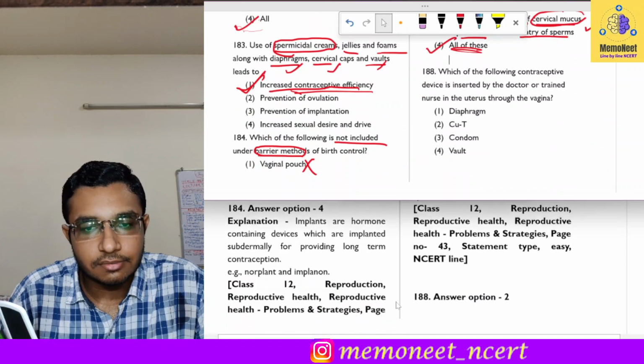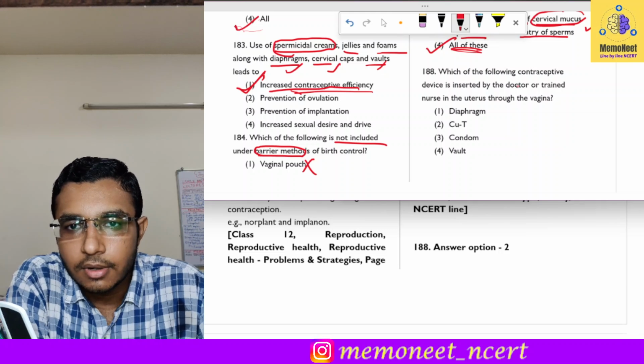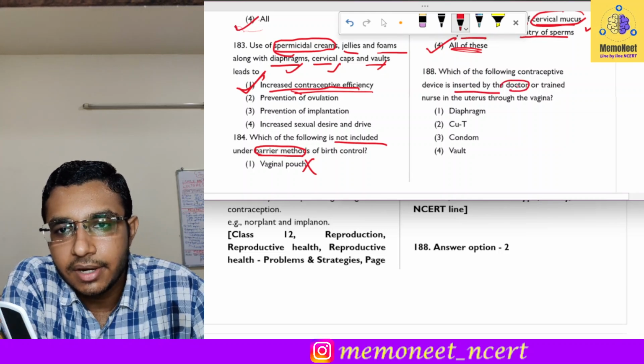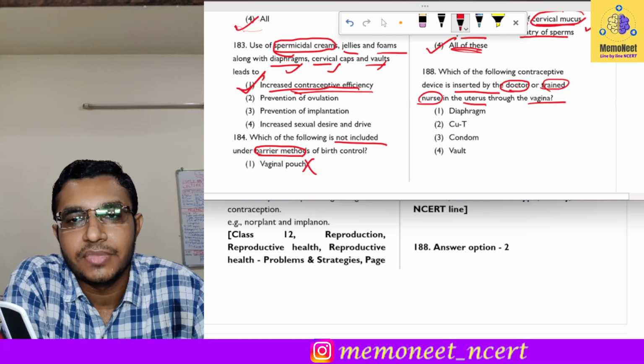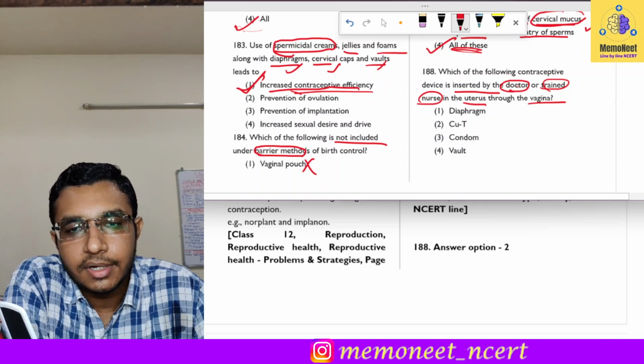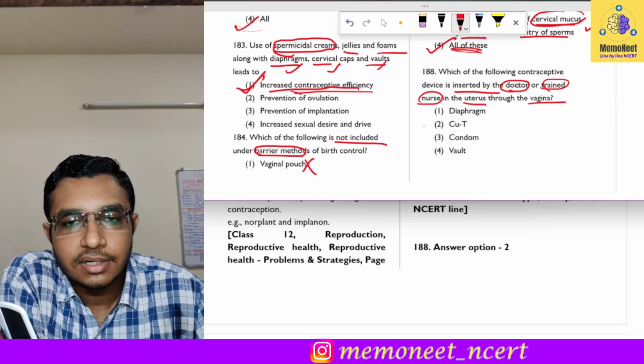Next question is question number 188. It states that which of the following contraceptive device is inserted by a doctor or a trained nurse in the uterus through the vagina? Okay, so which among the following devices requires a trained professional? Okay, so that is the copper T.